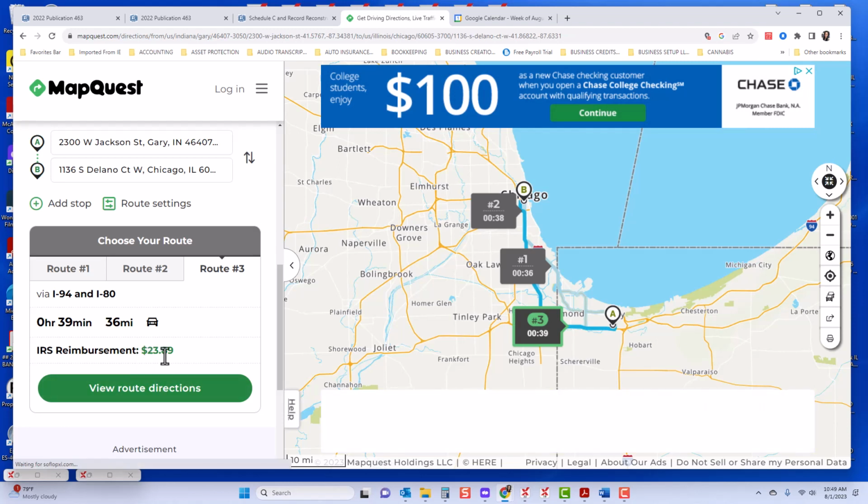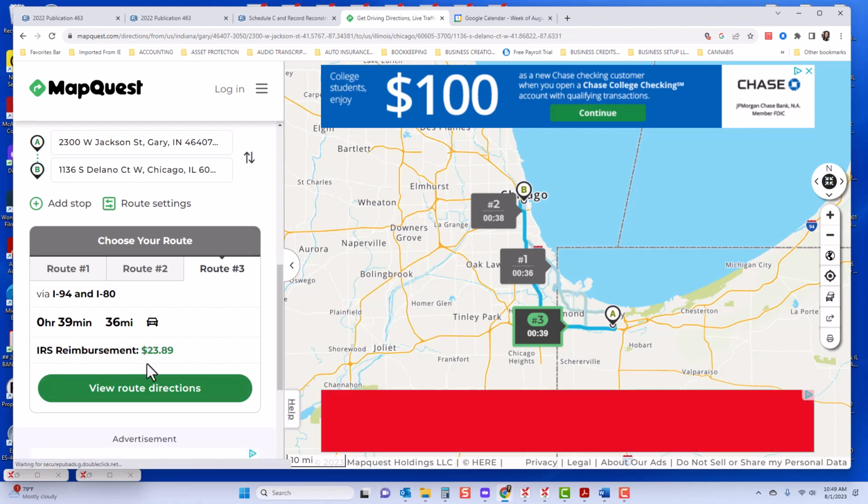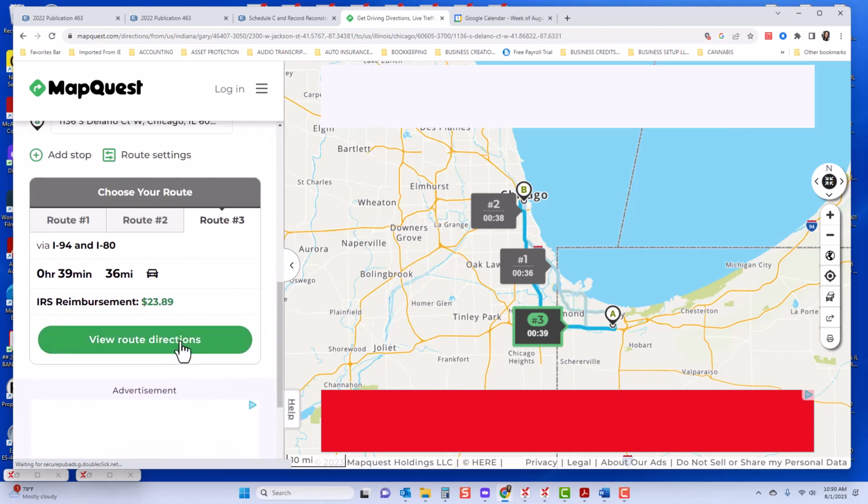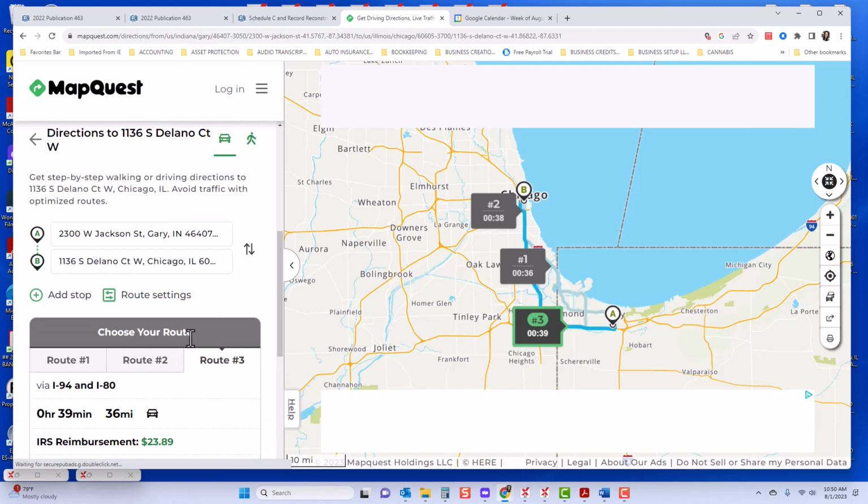You're going to be able to deduct $23.89 from your overall income, which just lowers the amount that you're taxed on. This is not a dollar for dollar credit to lower the tax, this just lowers your taxable income. So let's go with Route 3. That was 36 miles. So I would go ahead and take that 36 miles, and that would be my deduction.